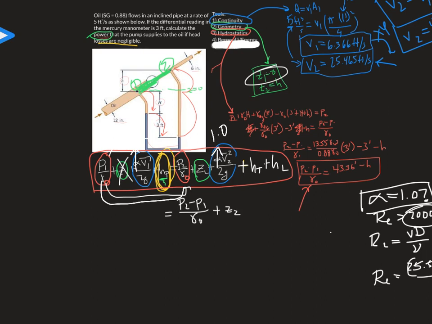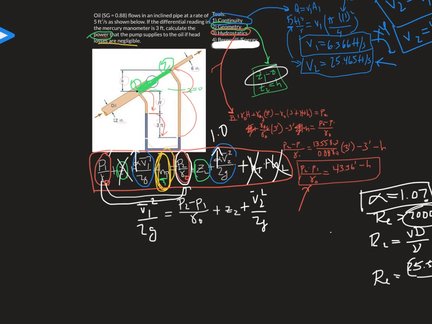Z is 0. Z1 is 0. We have V1 squared on 2G, with a bar over it. On the right-hand side, we've got P2, we've already copied. Z2, we've copied. And now we need to add V2 squared on 2G. We got rid of the alpha because it's turbulent. Both of these things go away for reasons outlined earlier.